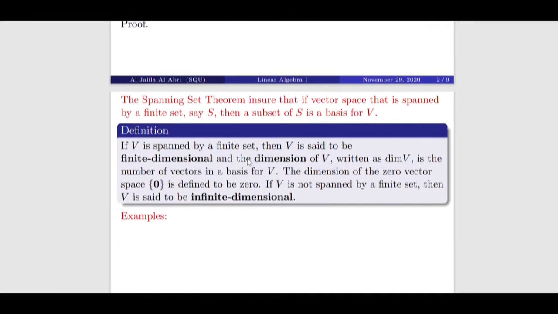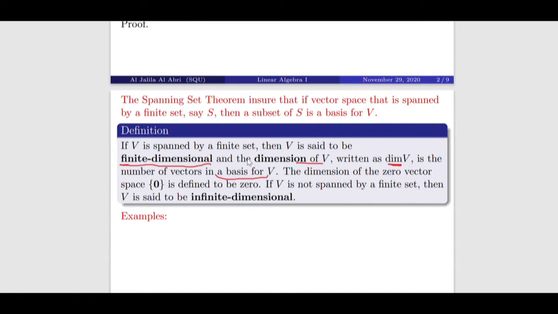بعدين أخذنا اللي هو dimensional space. So definition: if V is spanned by a finite set, then V is said to be finite dimensional. إذا كانت ال V فيها countable number of vectors, so that we said it is finite dimensional. Dimension of V written as dim V. إذا هي عدد ال vectors اللي موجودة inside ال span of V. So dim V is the number of vectors in the basis for V. كيف أحدد dimension of V؟ أحددها عن طريق number of vectors اللي موجودات في البيسز.